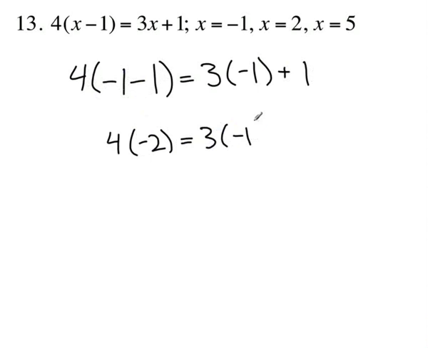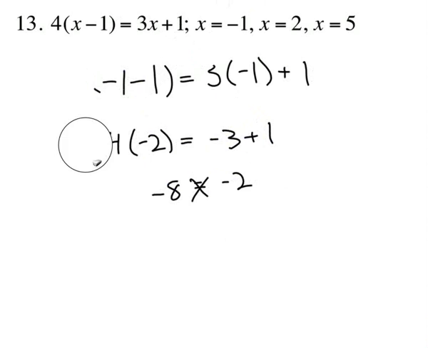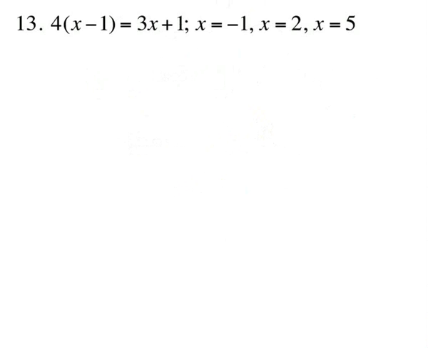So this becomes -2 equals 3. And then actually, let's simplify that. So this becomes -3 plus 1. So this side over here becomes -8, and this side becomes -2. So we know that doesn't work because -8 will never equal -2. So that does not work. So let's try the next one.